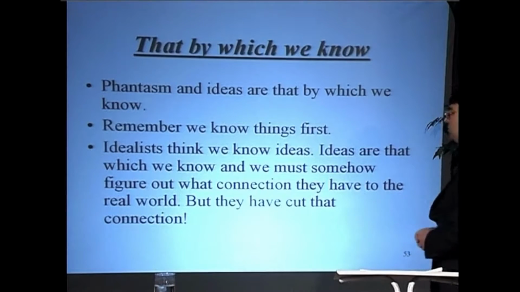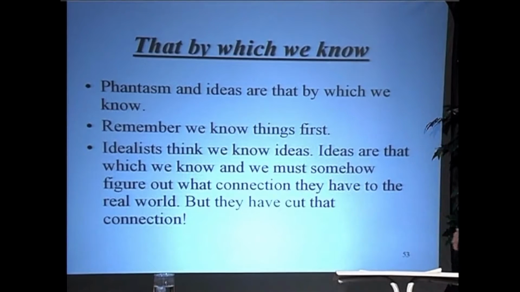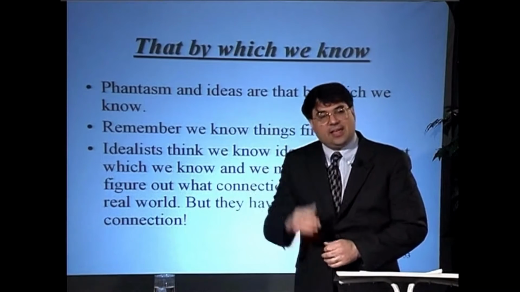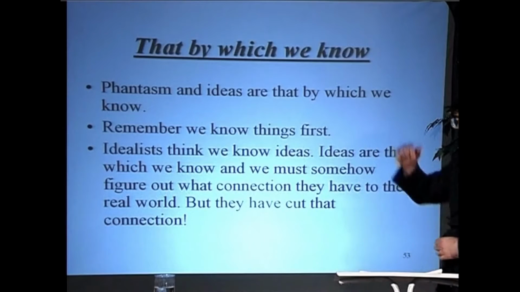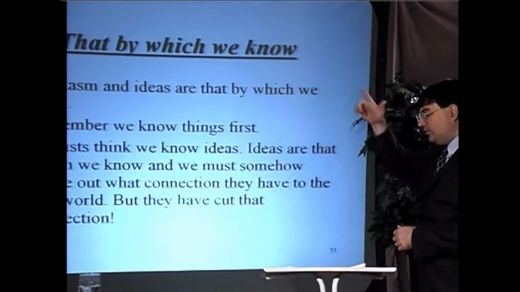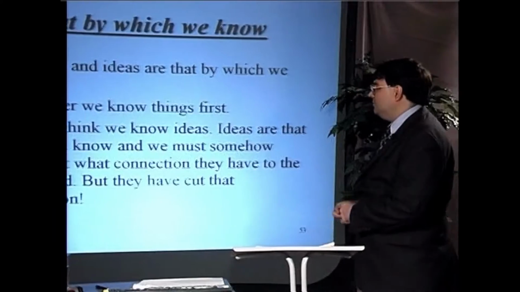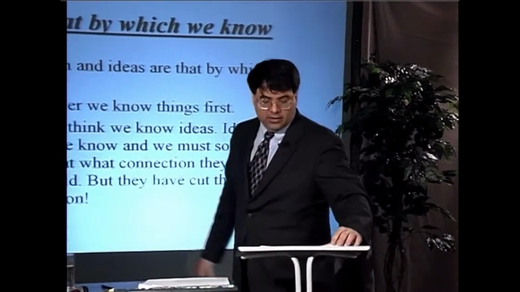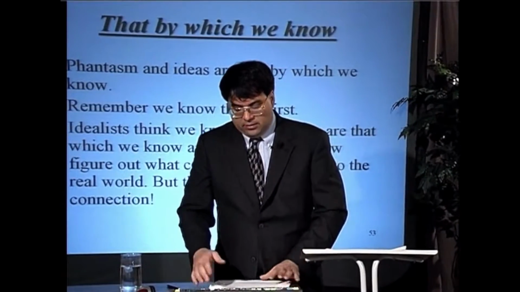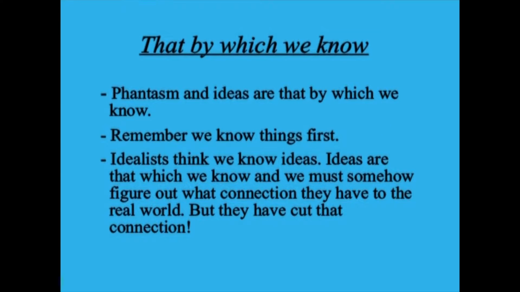Idealists think ideas are that which we know. And we must somehow figure out how to get back to the real world. But once you've cut that connection, there's no way back. If all you start with knowing is what's in your head, then there's nothing to compare to see if your thinking is right, because you've said that all you know is what your ideas in your head are. And this is what happened to Kant. That's why he constantly says that we don't know the thing itself. We don't know anything, he says.